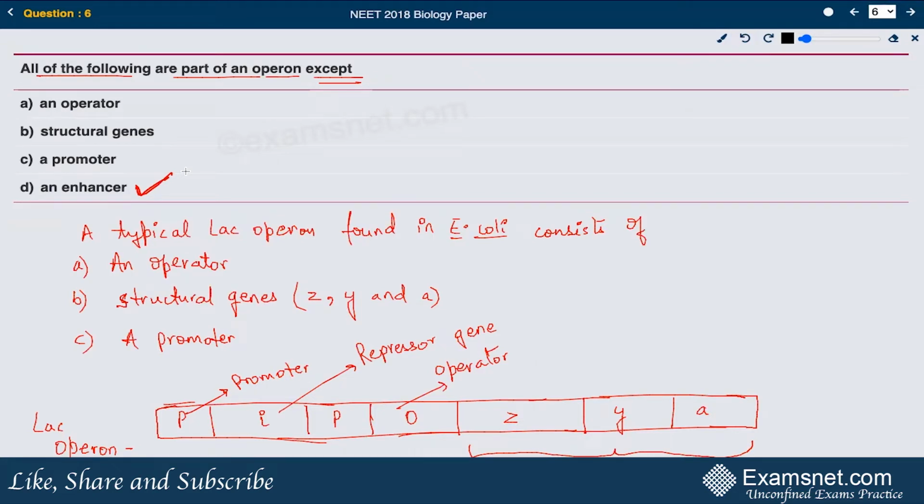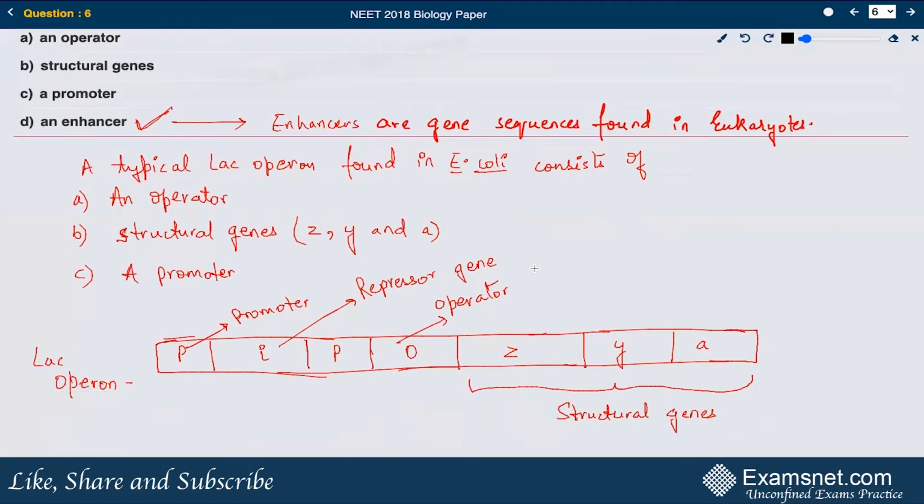Because enhancers are the gene sequences found in eukaryotes. So these are not found in prokaryotes. And here, the operon is a component of E. coli, that means a prokaryote. So this is the case. All right, so option D is the correct answer.